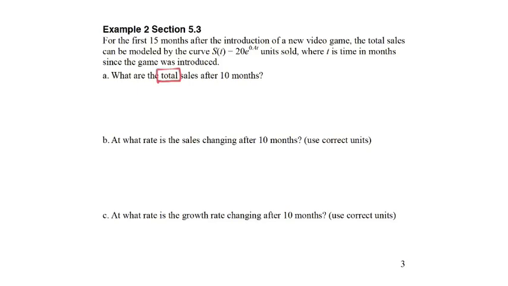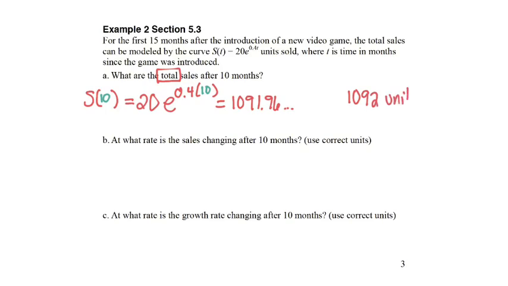Total sales. We just want a total, so we just want to use the S of t function, where since we're solving for 10 months, we'll go ahead and plug a 10 in, get our calculator out, and we want to round to the nearest whole number. It's not in the directions, it should have been. But since that 1 is followed by a 9, our answer will be 1,092. And we did units sold, right? It asked for sales. We were just using the S function, and the S is measured in units sold. So I just took that right off of the question.